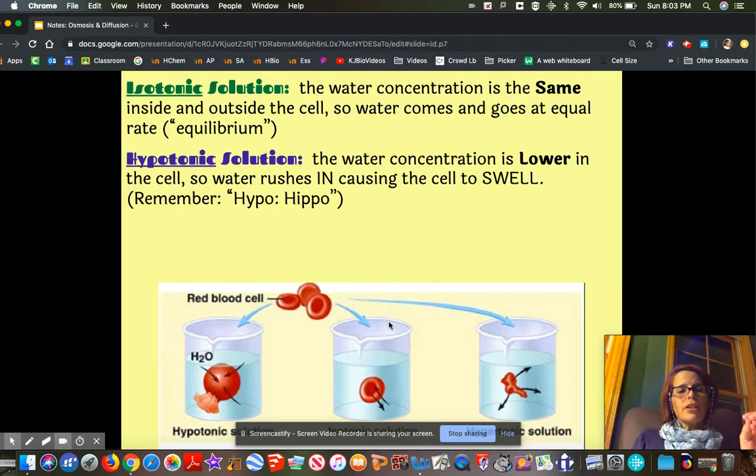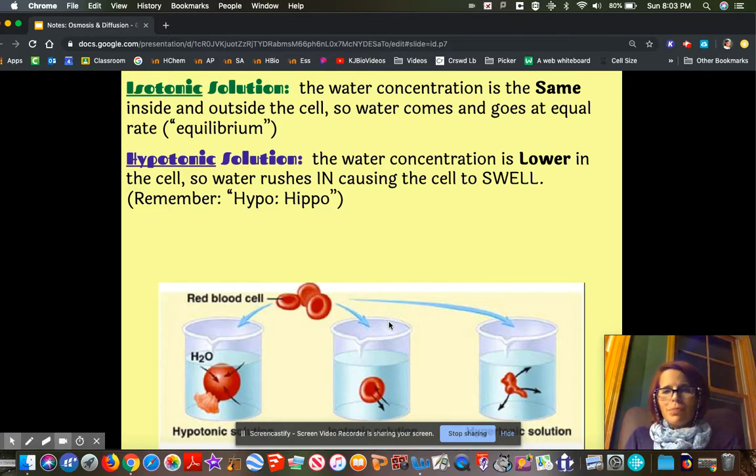So the water is going to go from high concentration, where it was 100% outside of the cell, to low concentration, where it's 98% inside the cell. That causes water to rush in, and the cell starts to get bigger and bigger and bigger.